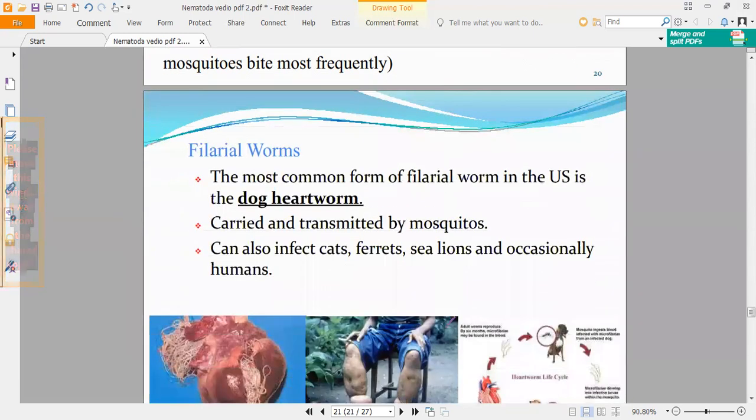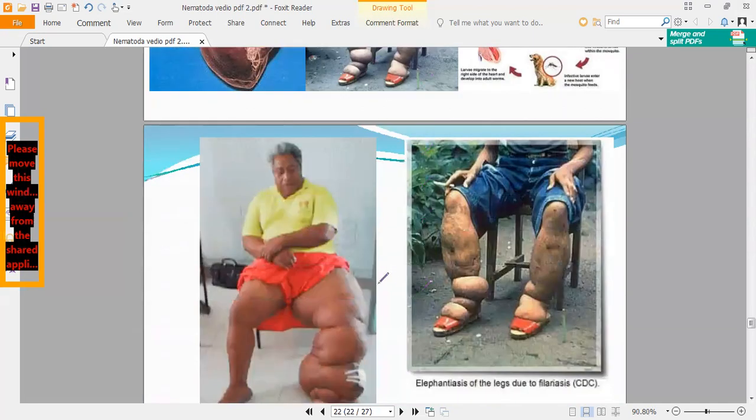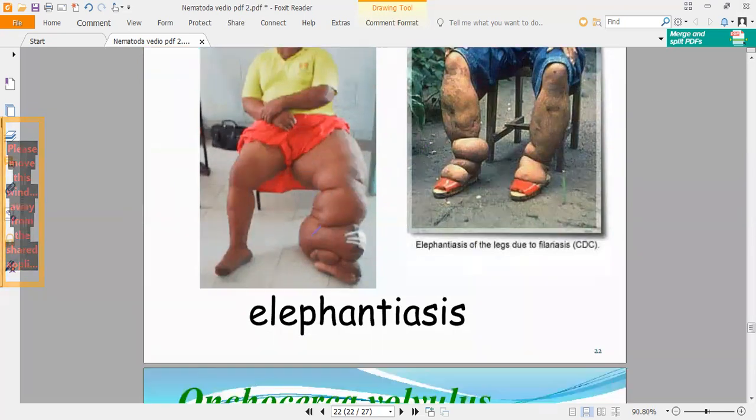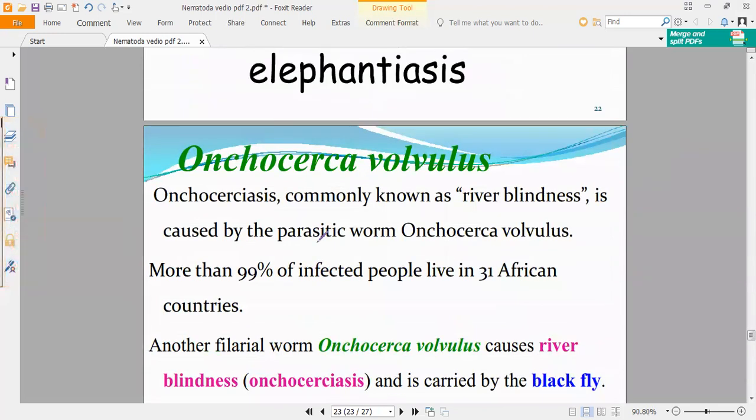The other thing is that this is the most common form of filarial worm, and it is carried by mosquitoes. There are different types of mosquito, as I told you before. This is a lymphatic disease. It blocks the lymph nodes here, and the tissue swells up in the leg. You can imagine this one is elephantiasis, which blocks the leg. And the other thing is Onchocerca volvulus.